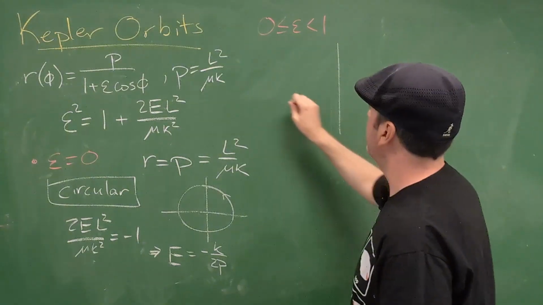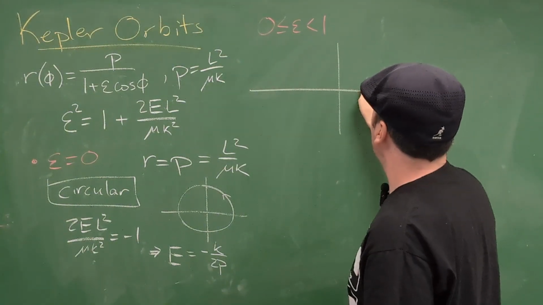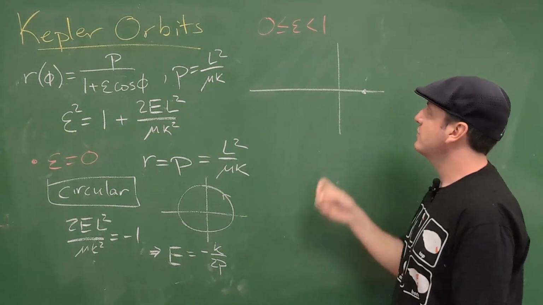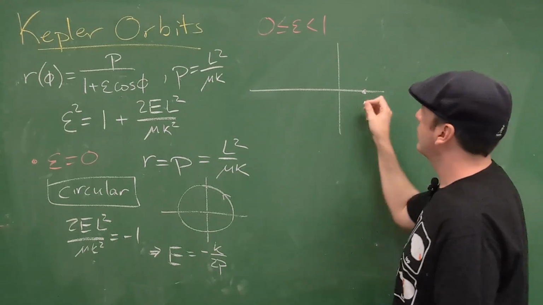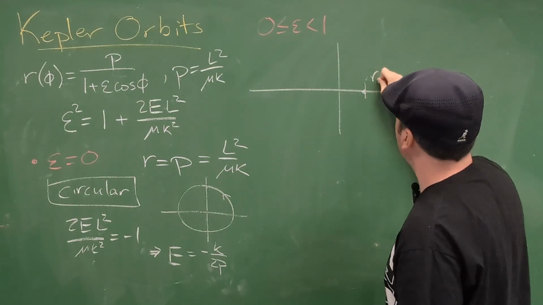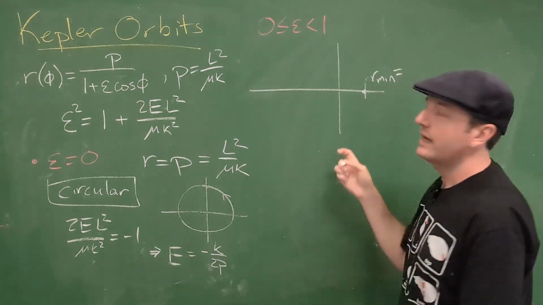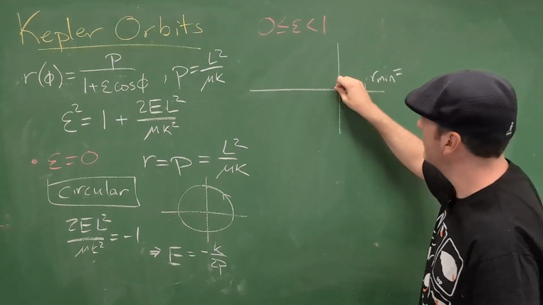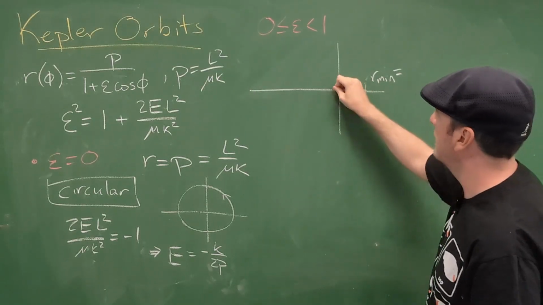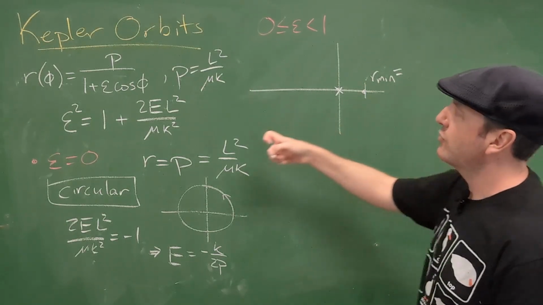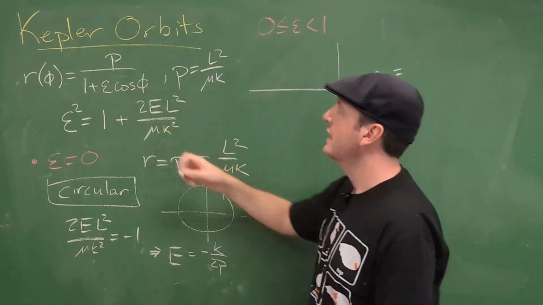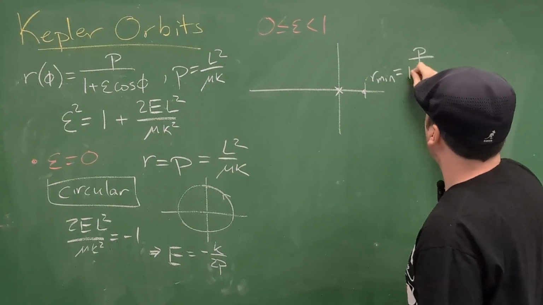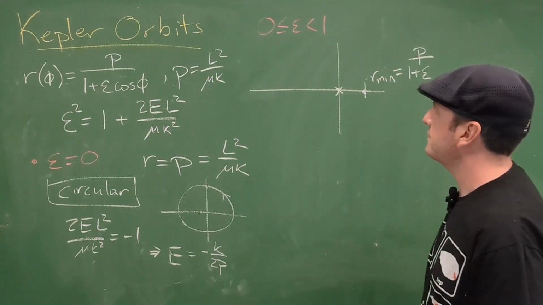So the picture we're going to have here is when phi is equal to 0, we know that we're going to have a minimum of radius. Again, this is also called the periapsis. It's the closest approach point to the center of mass of the system. Put an X there. And we can quickly plug in phi equals 0 here and see that that'll be at p over 1 plus epsilon.